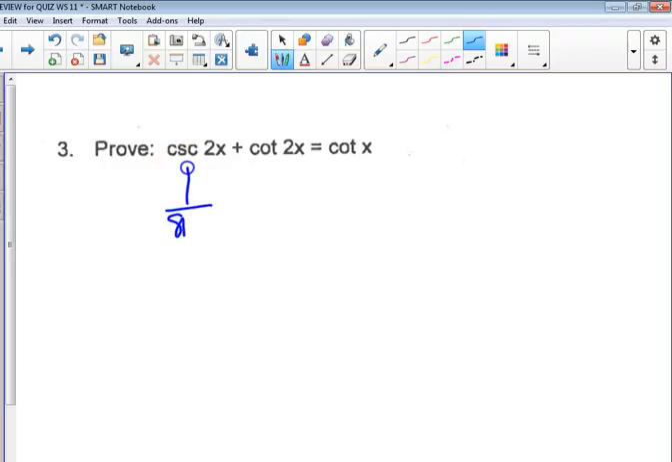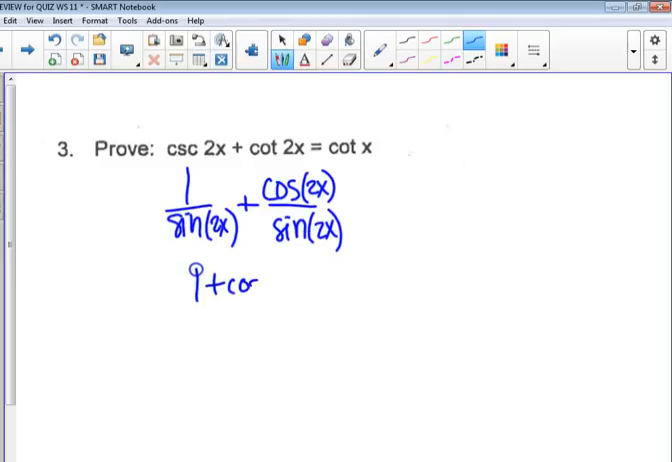Okay, 1 over sine. Now it has a 2x, but I think this is still a good start. Because cotangent would be, okay, so it's cosine of 2x over sine of 2x. Why does that seem like a good plan? Because what did it give us? Common denominator. So we have 1 plus cosine 2x over sine 2x.